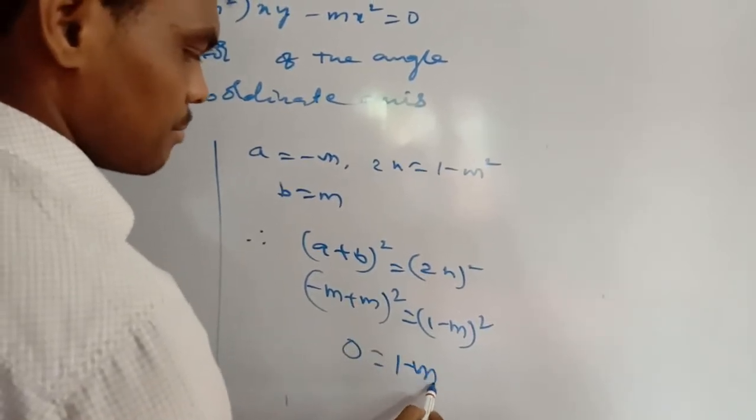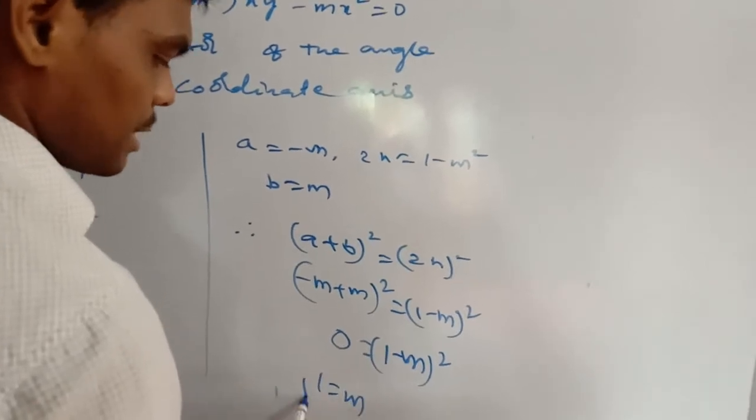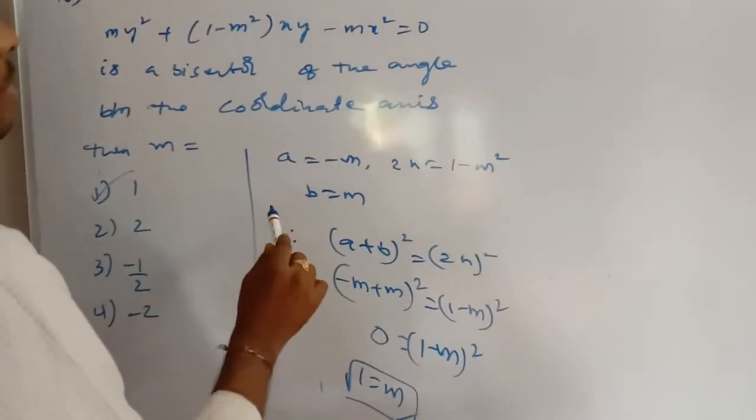1 minus m whole square is equal to 0, so taking the square root, it becomes 0. Now m minus 1 is equal to 0. Here m is equal to 1. Now the first option is 1. Okay, once again I repeat.